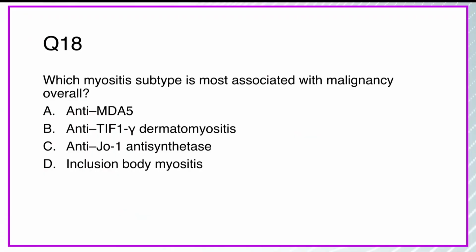Which myositis subtype is the most commonly associated with malignancy? Anti-MDA5, anti-TIF1 gamma, anti-Jo1 which is anti-synthetase, or inclusion body myositis? Maximum risk of malignancy.